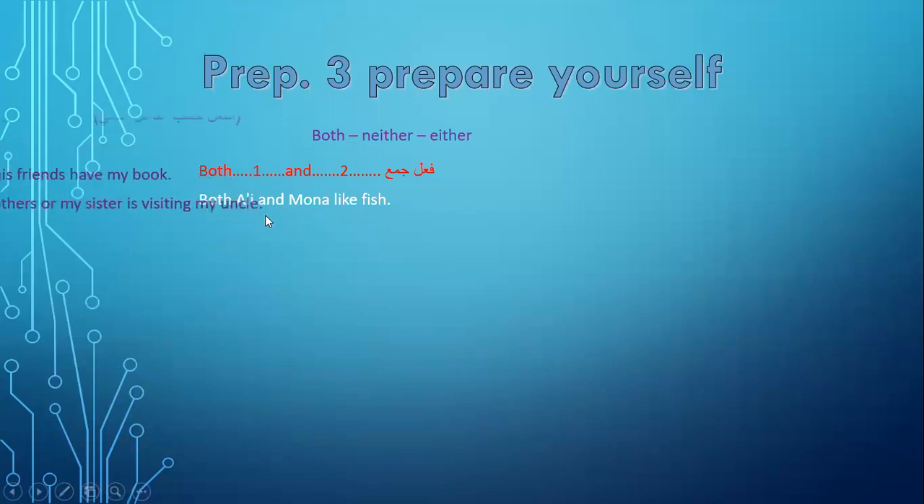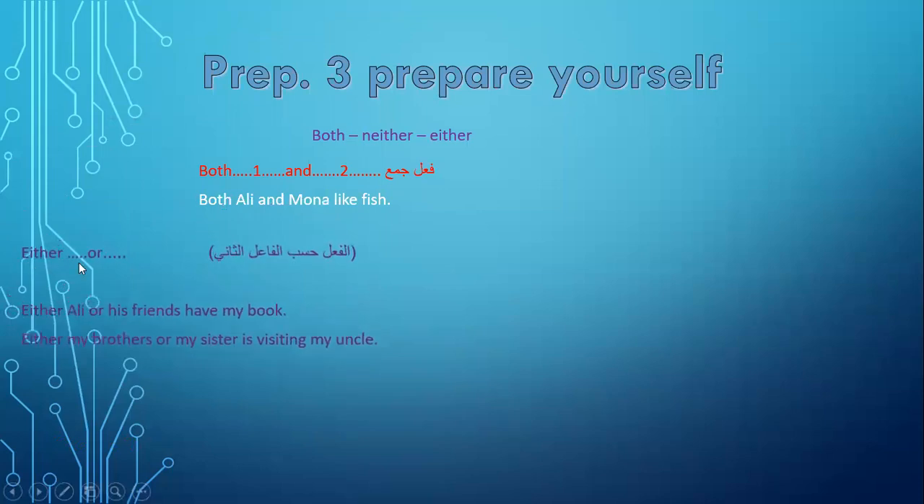Here is a grammar point I want to talk to you about: how to use both, neither, and either. First, remember, both is followed by a plural verb without the singular s. Both Ali and Mona like. Here we put like without s because the subject is plural, two subject words connected with and.